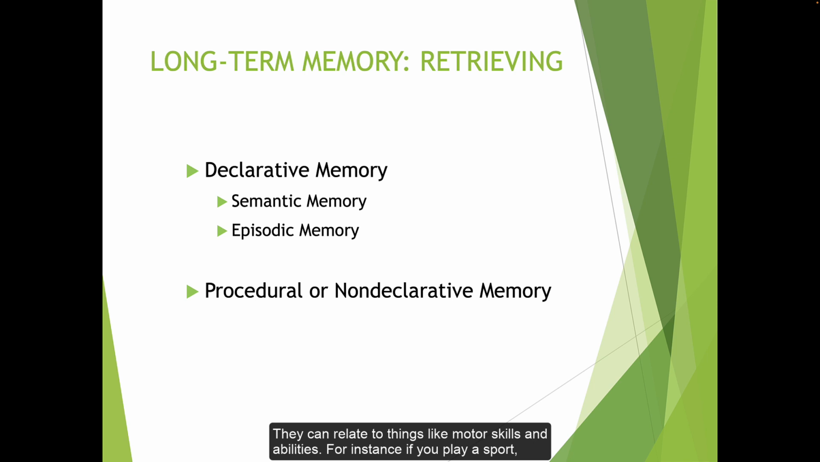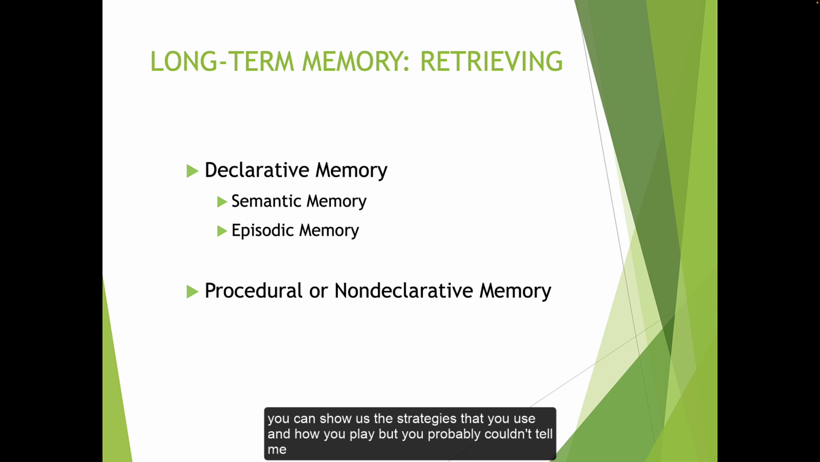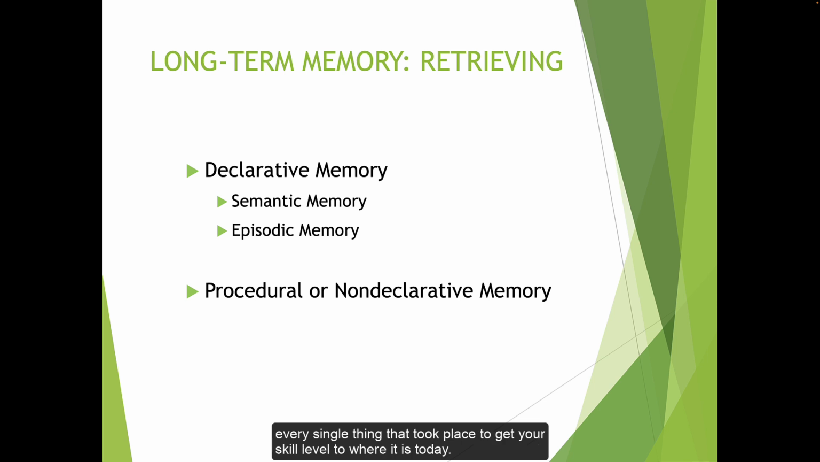For instance, if you play a sport, you can show us the strategies that you use and how you play, but you probably couldn't tell me every single thing that took place to get your skill level to where it is today. Same thing is related to language ability, or your ability to drive, or your ability to walk, or your ability to read. You might not even be able to tell me why you have a certain phobia. Like maybe you're like me and you're afraid of spiders, but you can't tell me every single thing that it took to contribute to your fear the way it is today.